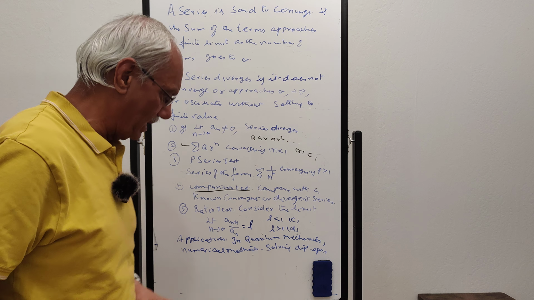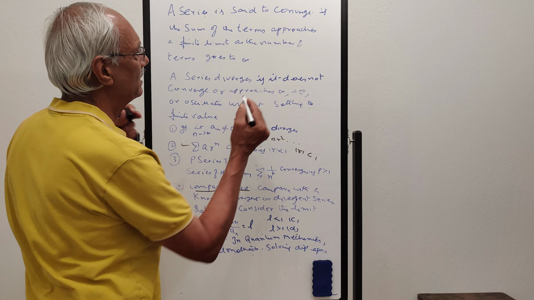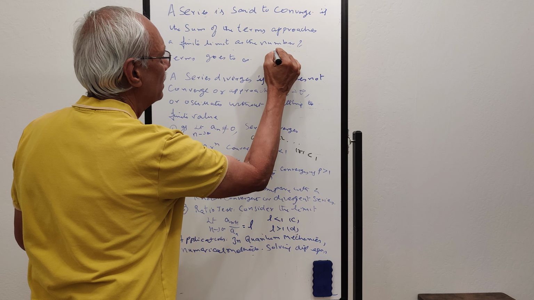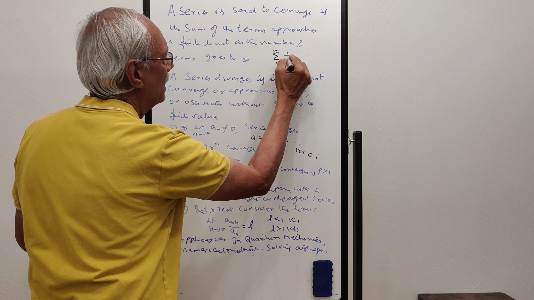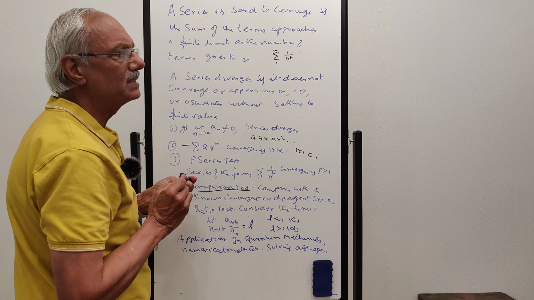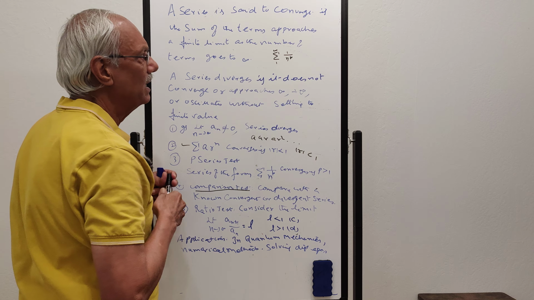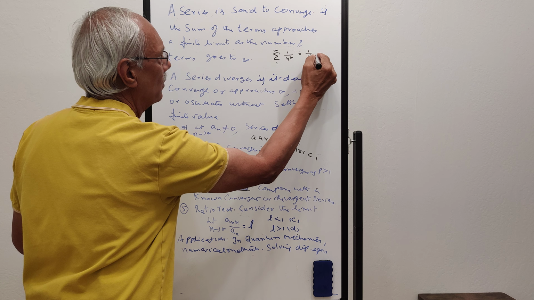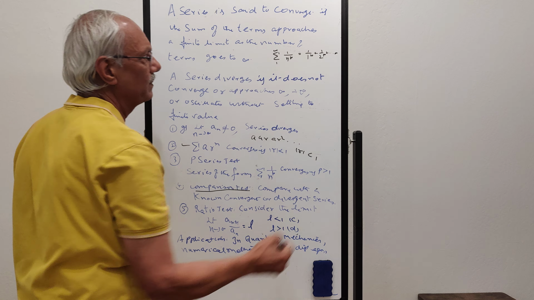What it means is, for example, let me take this series: the sum from n equals 1 to infinity of 1 by n to the power of p. This is a p-series. The expansion of this is nothing but 1 by 1 to the power of p plus 1 by 2 to the power of p plus, and so on, up to infinity.